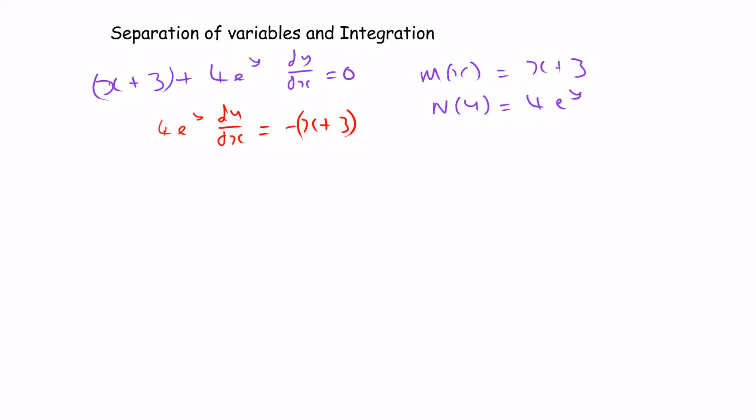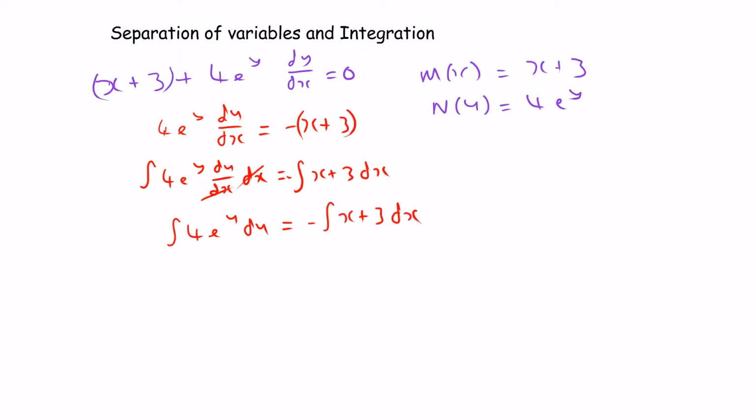Now we can integrate both sides with respect to x. So the integral of 4e^y times dy/dx is equal to negative integral of (x + 3) with respect to x. Now we can cancel the dx's, so we've got the integral of 4e^y dy is equal to negative integral of (x + 3) dx. Now the left hand side just goes to 4e^y, and the right goes to negative a half x squared plus 3x.